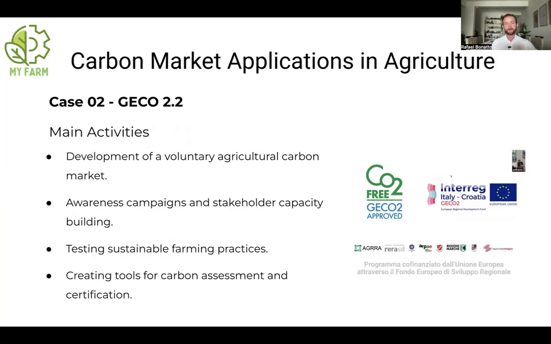They do testing of sustainable farming practices, meaning that GECO 2.2 doesn't come with a package, like, this is the package you're going to follow and you'll have 100% success. No, they don't do that. They test sustainable farming practices because they understand the territory is not small. If you quickly take a look, you see that it goes from south to north in Italy, and Croatia the same. So the climatic zone changes, the soil changes, the water regime changes. That's why they test sustainable farming to come up with very tailored results. When we say tailored, it means demand-driven results, drafted for that particular situation. Another main activity of GECO 2.2 is creating tools for carbon assessment and certification. They understand local knowledge is always the best knowledge, and that's why they are creating tools for that situation, for carbon assessment and certification, okay?